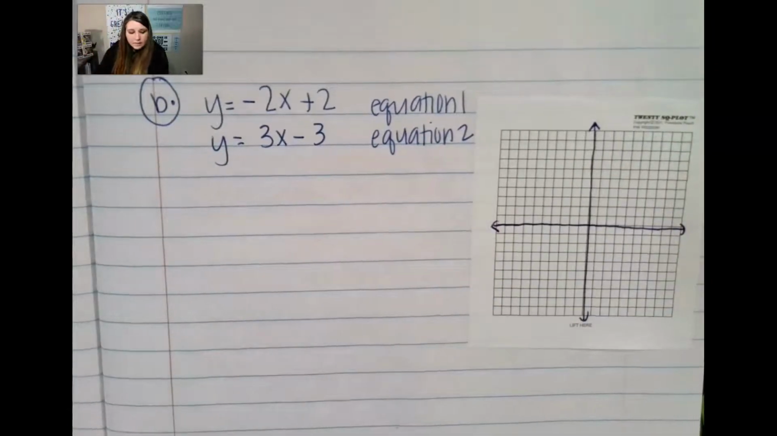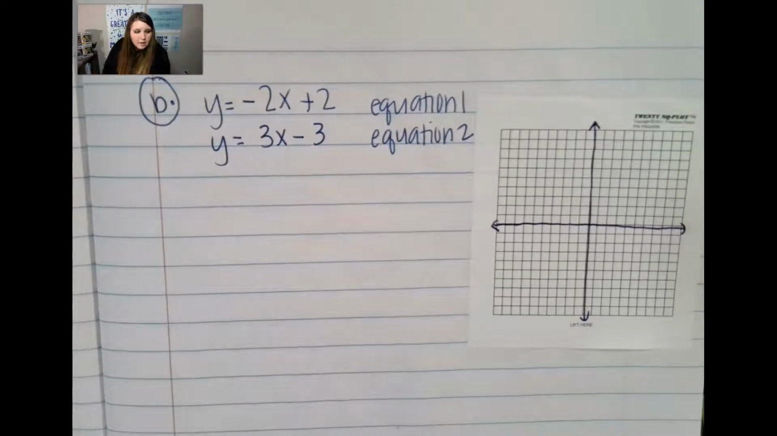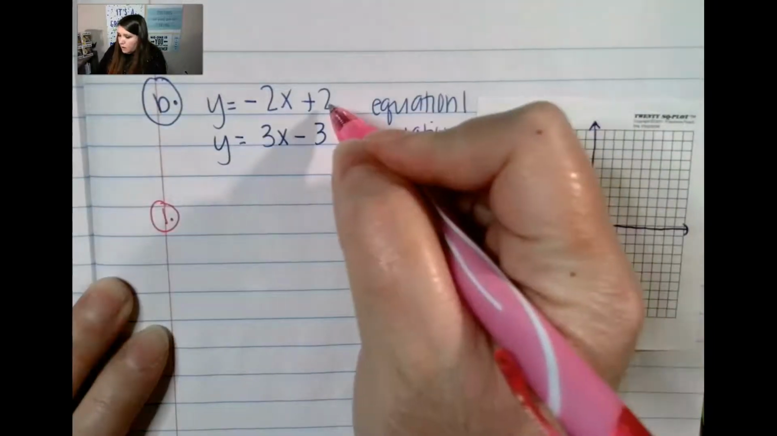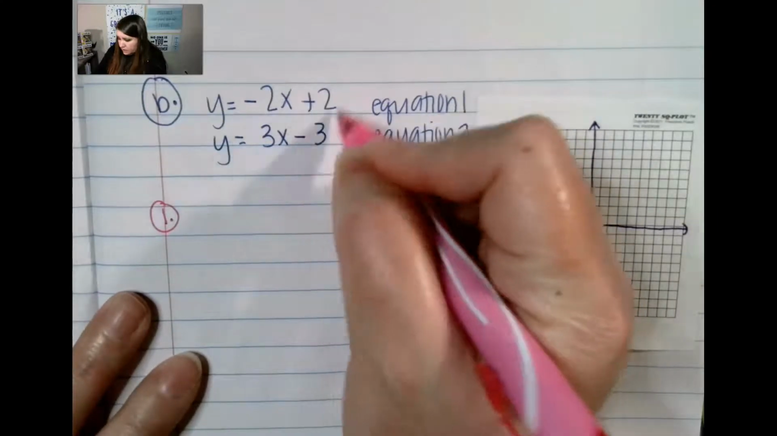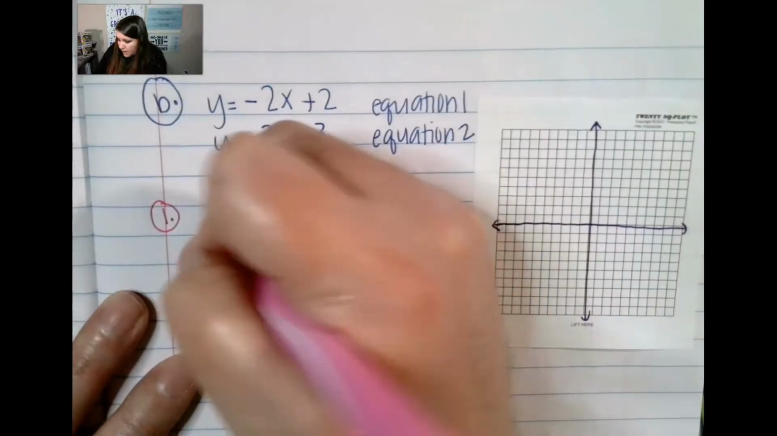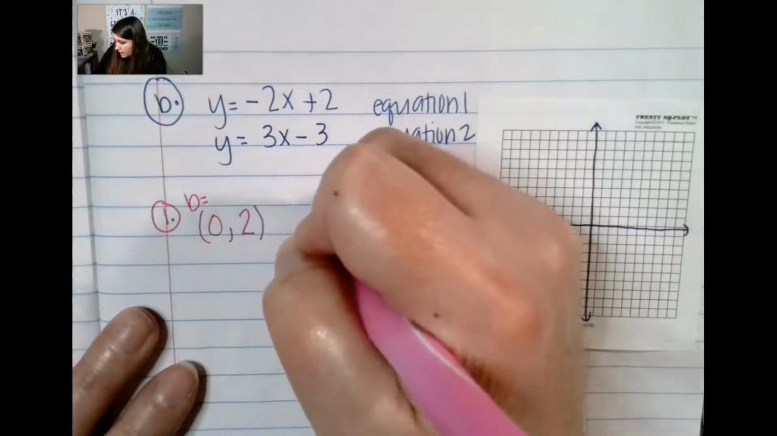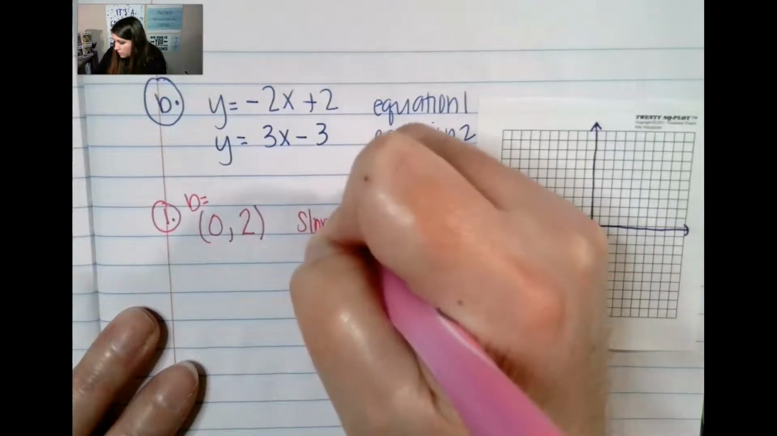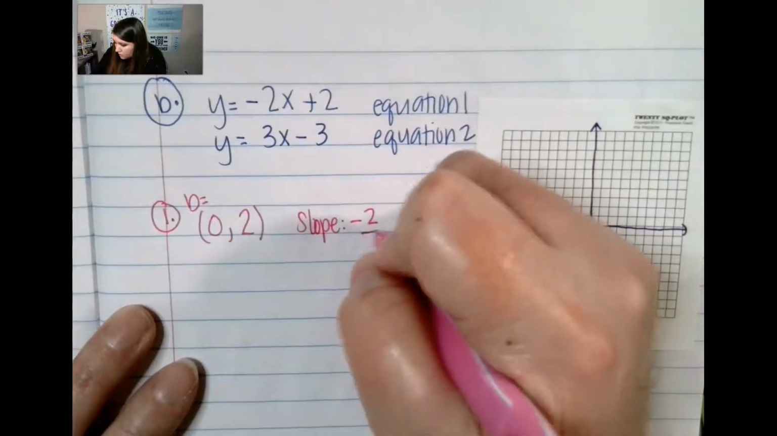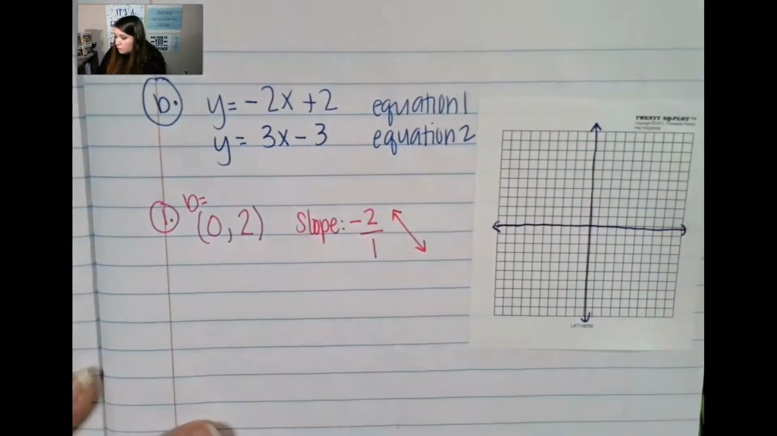All right, so let's talk about the first equation. So equation number 1. Our y-intercept is 2, which means that x is 0. And then our slope, so here's our b, and our slope, or the m for equation 1, is negative 2 over 1. So again, negative is going downward like this. So we're going to go ahead and graph this.